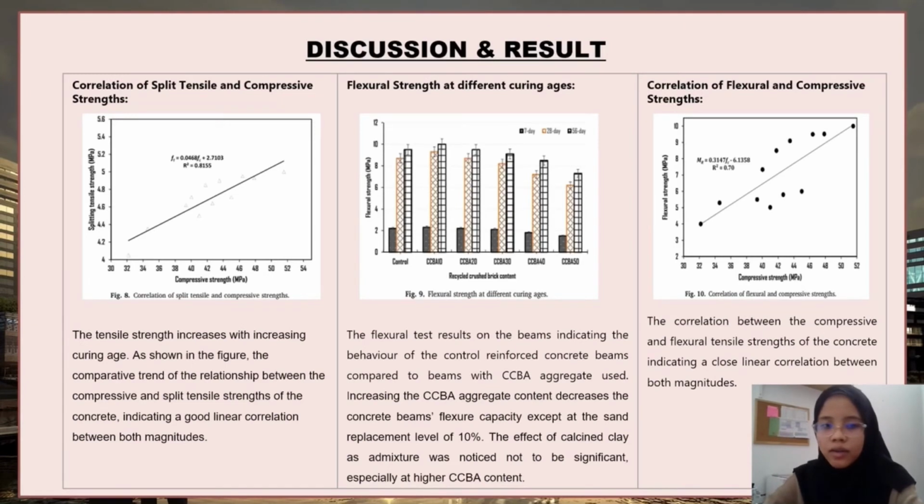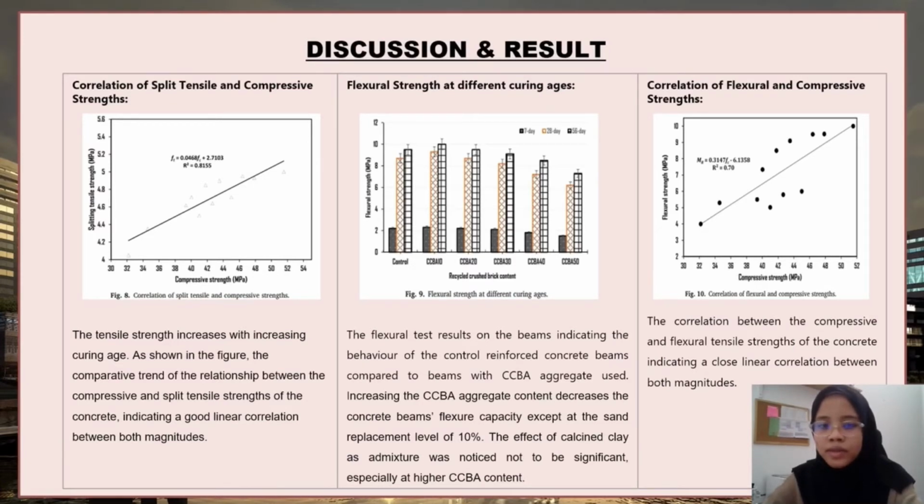Next is the correlation of split tensile and compressive strength. The tensile strength increases with increasing curing age. As shown in the figure, the comparative trend of the relationship between the compressive and the split tensile strength of the concrete indicates a good linear correlation between both magnitudes.